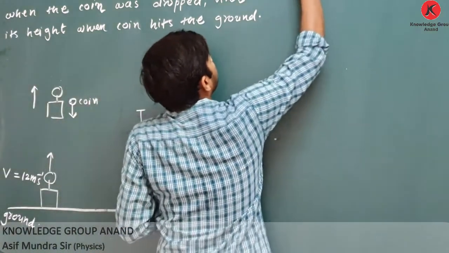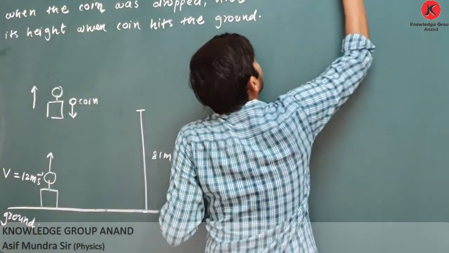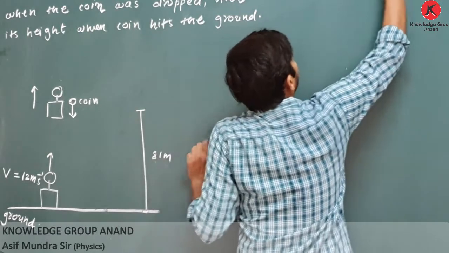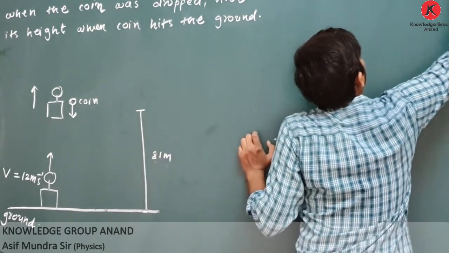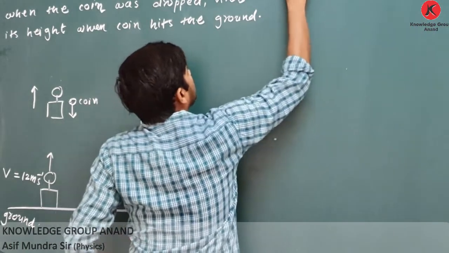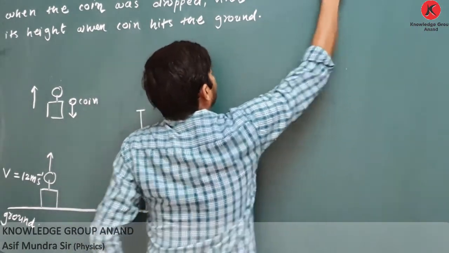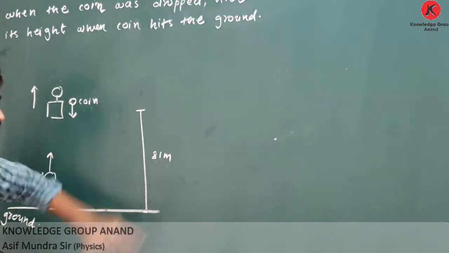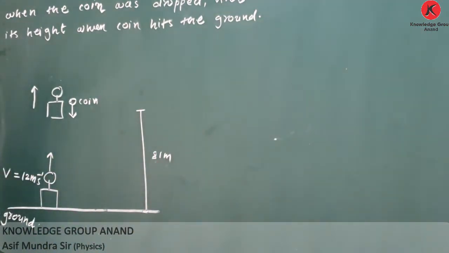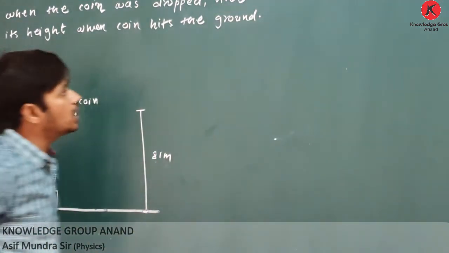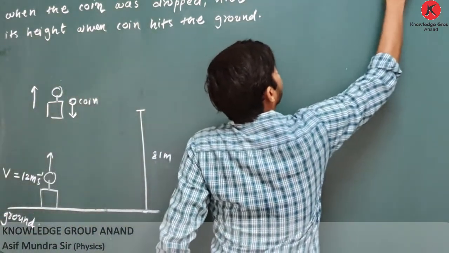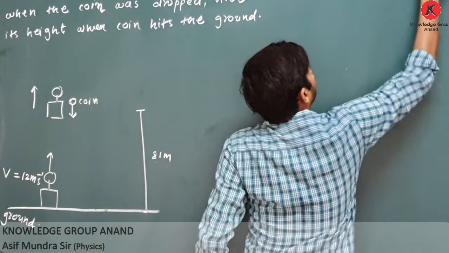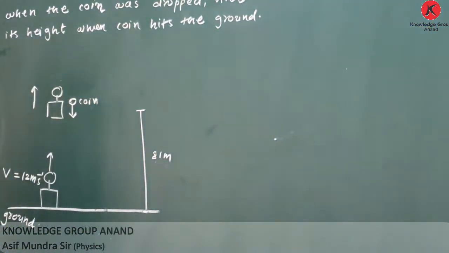So first of all, we will find the time taken by the coin to reach the ground. This coin travels a distance of 81 meters. So yes, we have the distance and we have to find the time. So which equation will we use? X is equal to v0t plus half at square.